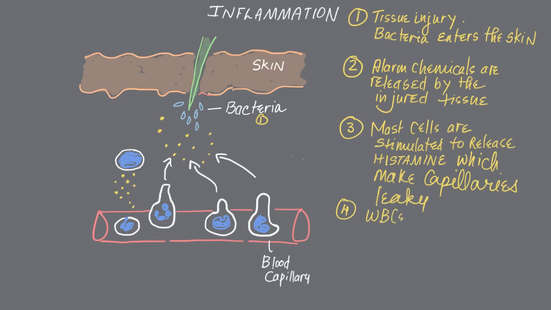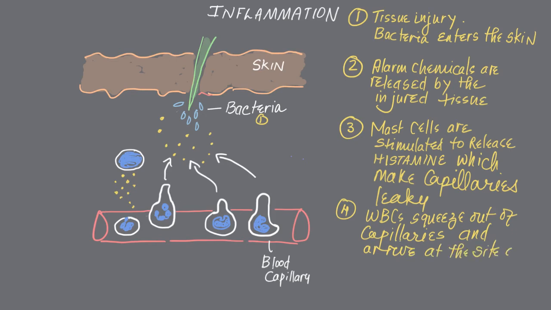That's step 4. The neutrophils and the macrophages are attracted to the site of injury, and so they move to that area and then they squeeze out of the capillaries and arrive at the site of injury. Step 5 is that the neutrophils and macrophages kill the bacteria via phagocytosis.